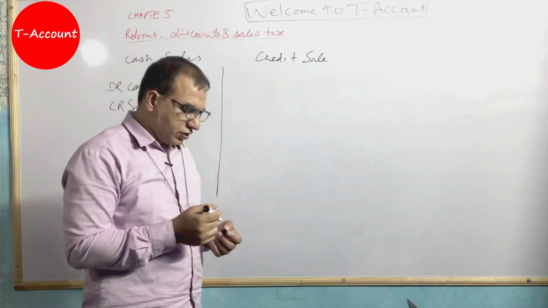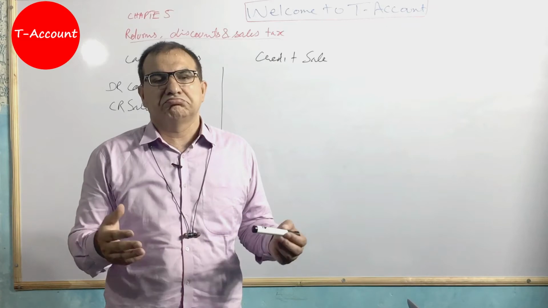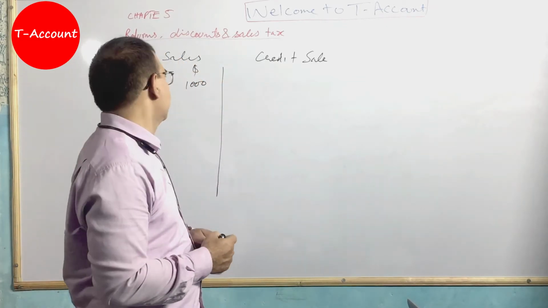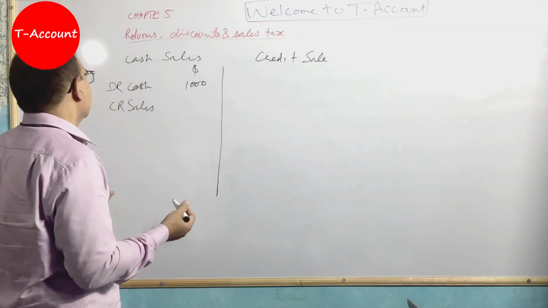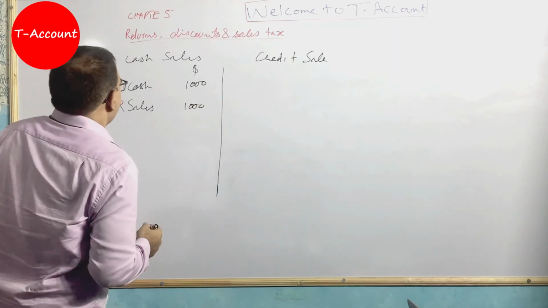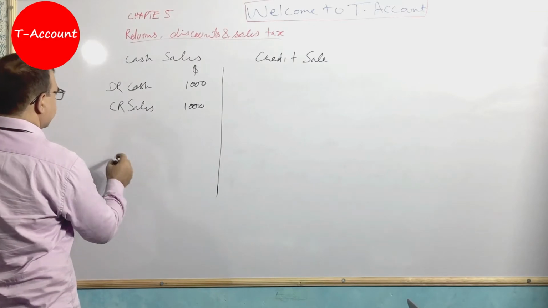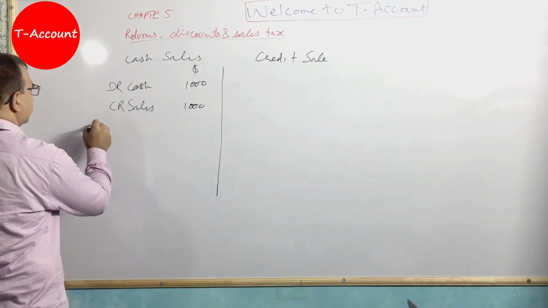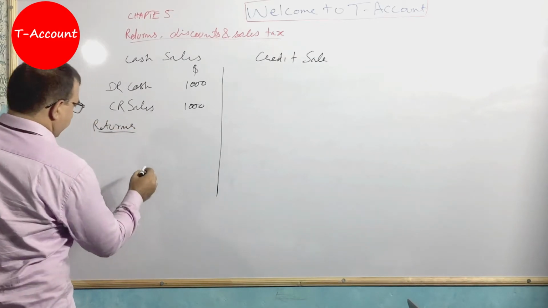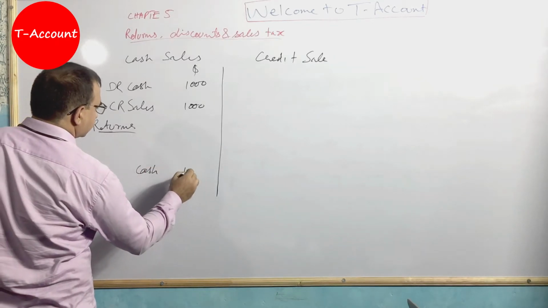If after a couple of days they come and say we are not happy with the products, there is some problem or this is not what we wanted, so please take them back. So what are the entries? You will have to pay them cash. That is simple when it comes to return. You will pay cash, so credit cash $1,000.